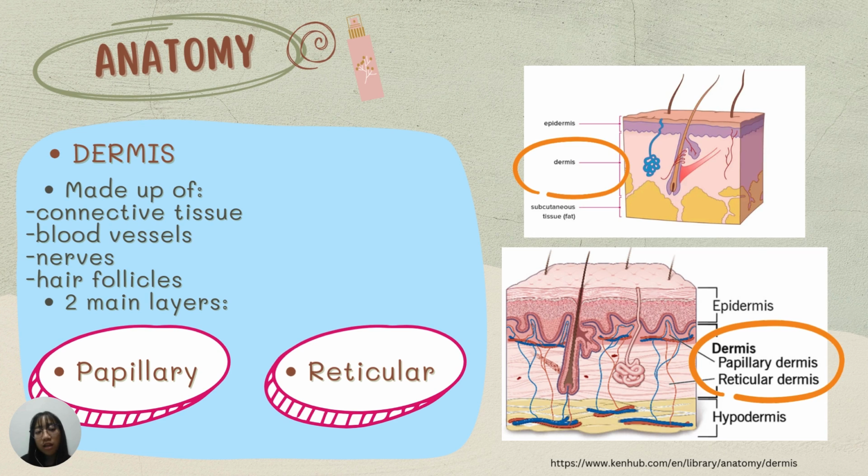The next layer is the dermis, which is the middle layer of the skin, made up of connective tissues, blood vessels, and also nerves. The dermis also has two main layers, known as the papillary layer and the reticular layer, as you can see in the diagram.